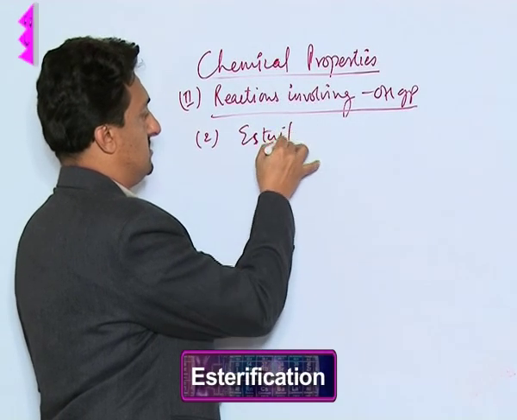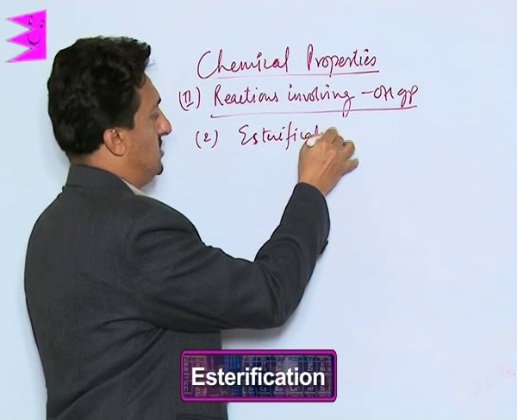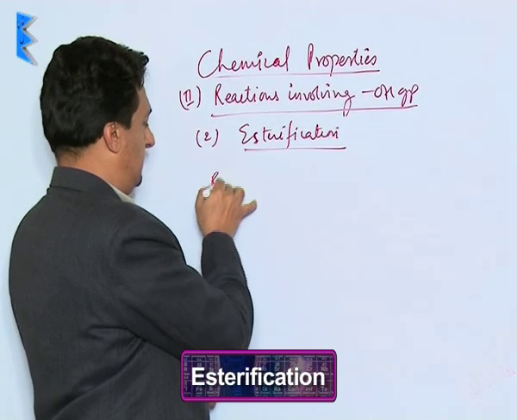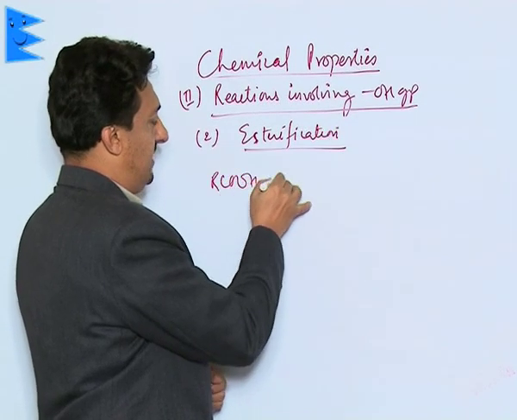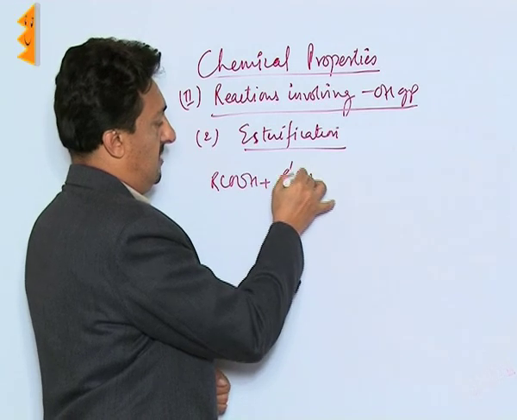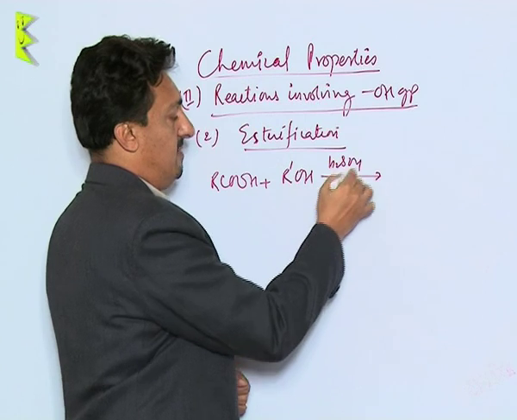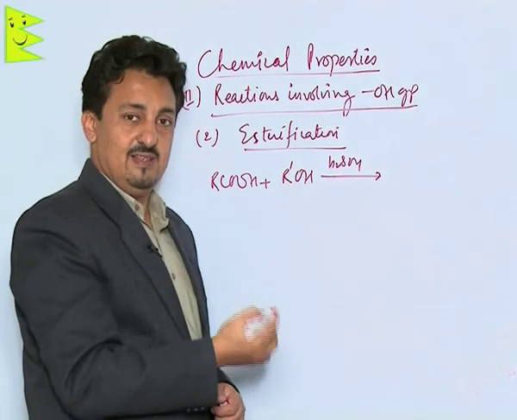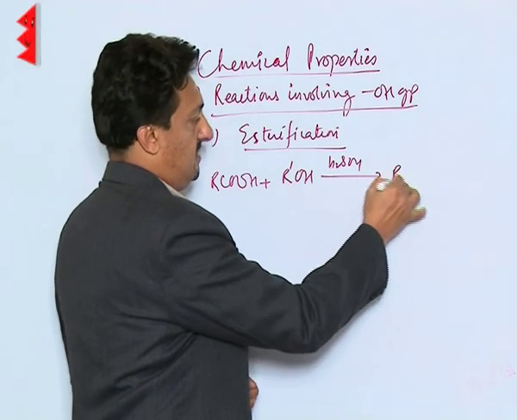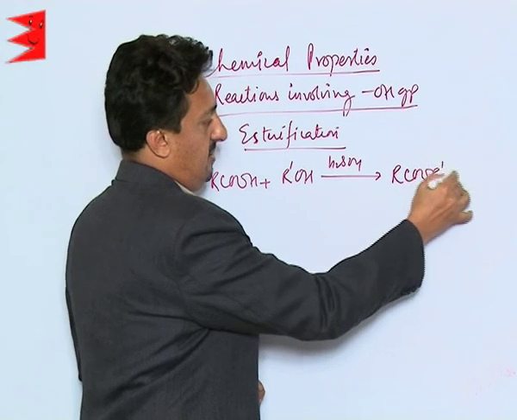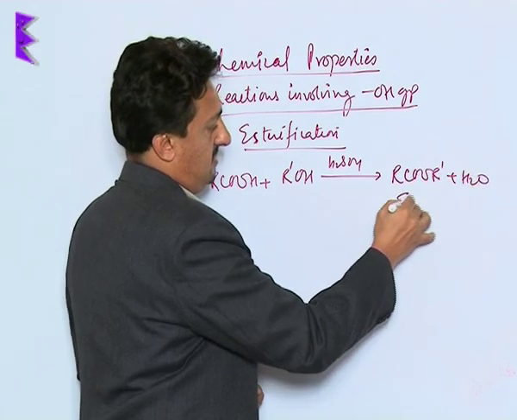The second is esterification, formation of esters. Any carboxylic acid, when reacted with alcohol in the presence of H2SO4 or HCl as a catalyst, results in the formation of ester.